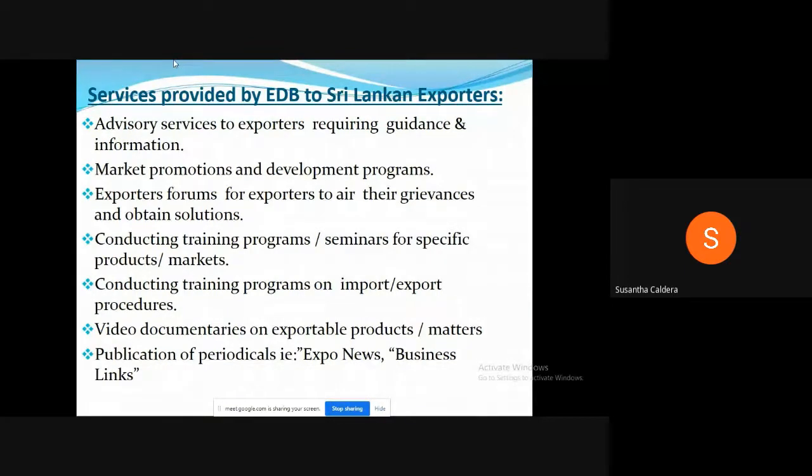Services provided by EDB to Sri Lankan exporters: advisory services, market promotions and development programs, forums for exporters to air their grievances and obtain solutions, conducting training programs, blah blah blah, everything.